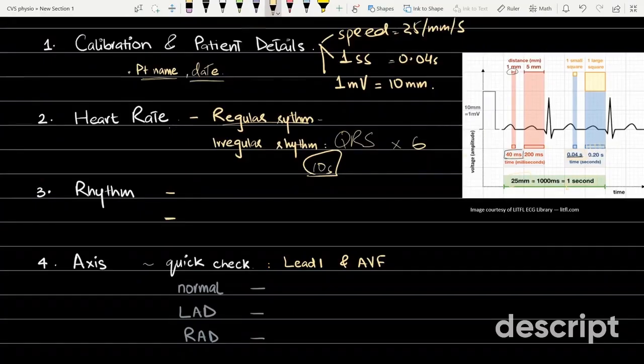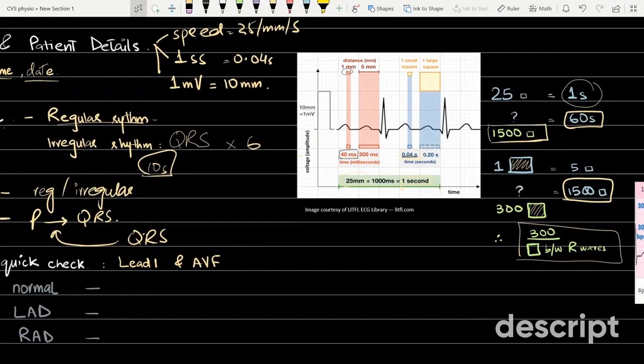Now coming on to rhythm, you have to check if it is regular or irregular. Now how do you do that? Check that every P wave is followed by a QRS wave and every QRS is preceded by a P wave. Now this would seem like the same statement, but what you have to check is there can be a P wave which does not have a following QRS. And let's suppose you have checked all of this, there can be a QRS wave and it might not have a P wave. So you have to check both of them.